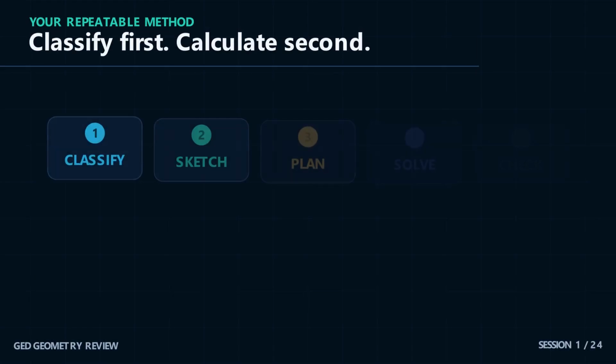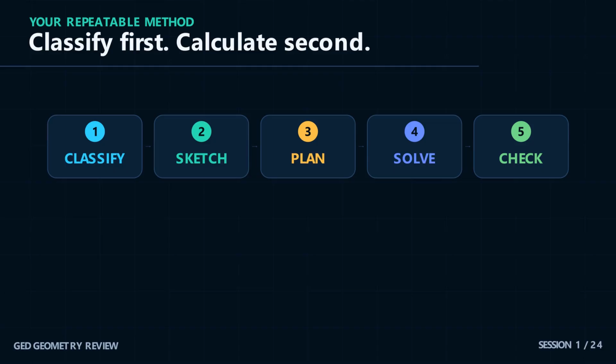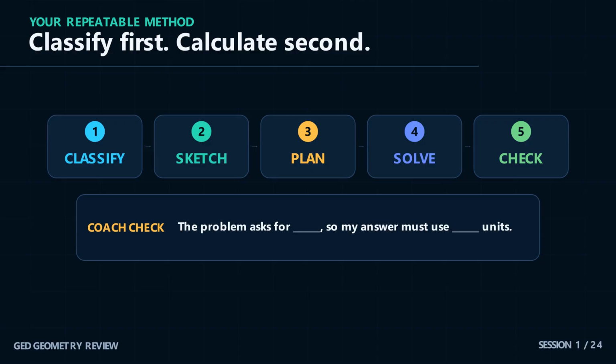Use the same 5 stages every time. First, classify the requested measurement. Second, sketch and mark the relevant part of the diagram. Third, plan by choosing a formula or rule and predict the unit. Fourth, solve carefully. Finally, check the unit, the diagram markings, and the final sentence. Use this coach check. The problem asks for a certain measurement, so my answer must use the matching units. In session 2, we will study plane units, square units, cubic units, and degree units.